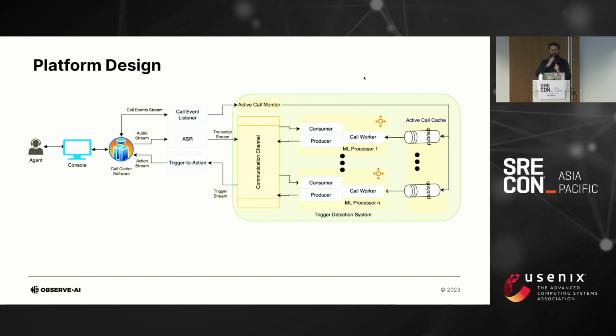And finally, you have a communication channel, which is a shared channel where you get the transcript stream, and the output of each of the ML processors is also put in the same stream, right? Now, why is that? The communication channel is supposed to be many-to-many because the output of one ML model can be an input to another ML model. What do I mean by that?